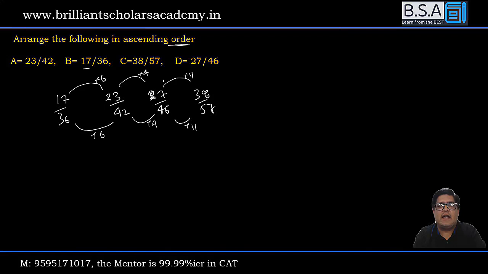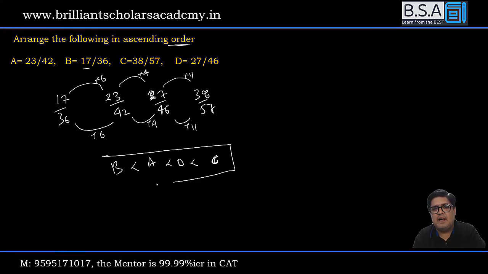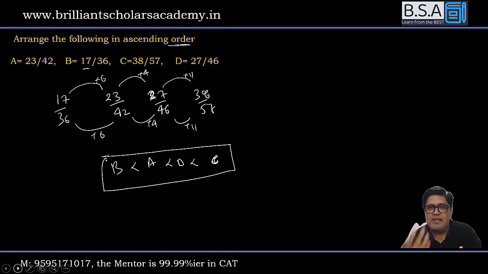So what is the largest value? Largest value is C. Ascending order चाहिए, increasing order. Or rather smallest value is B. Then after B I have A. After that I have D, and after that I have C.